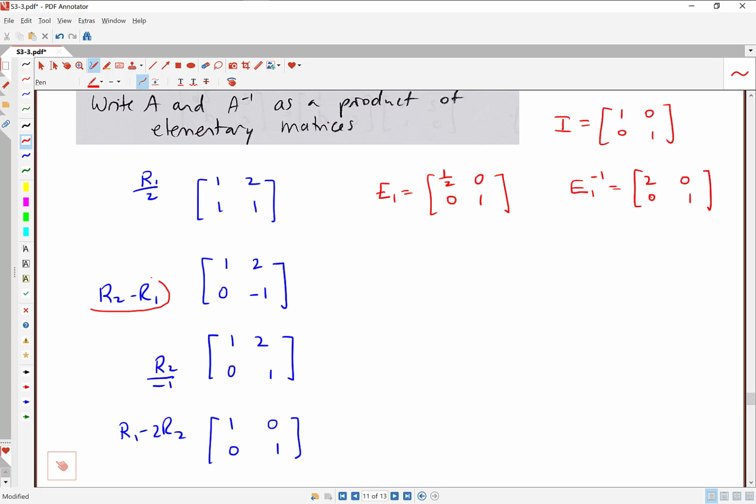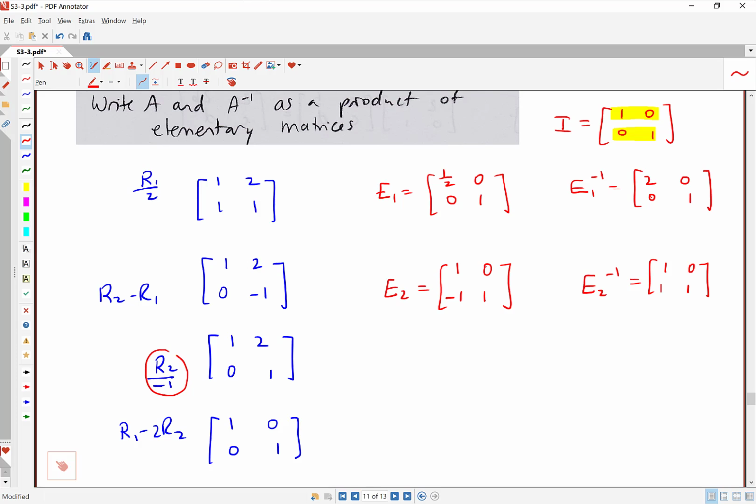Okay, next operation is row 2 minus row 1. We're going to call this matrix E2, and we're going to call its inverse E2 inverse. Okay, so start with the identity matrix, just highlight that at the top here, and perform row 2 minus row 1 on that matrix. So you'd have something that looks like that. And the inverse of that matrix is going to be represented by row 2 plus row 1. So to undo a subtraction, you're just turning it into an addition. So again, start with your identity matrix and perform the operation row 2 plus row 1 on that. Your bottom row now looks like 1, 1.